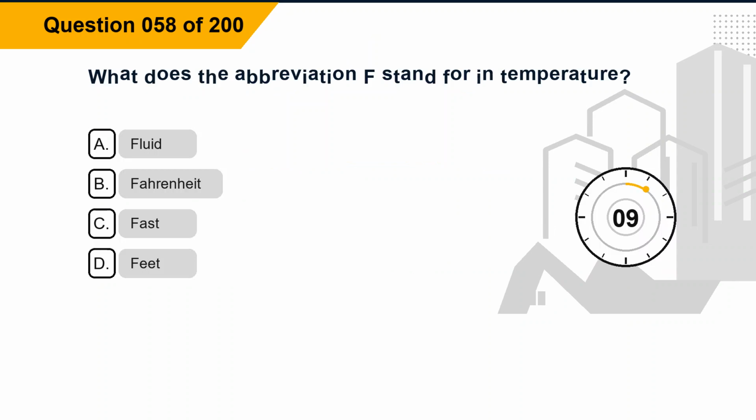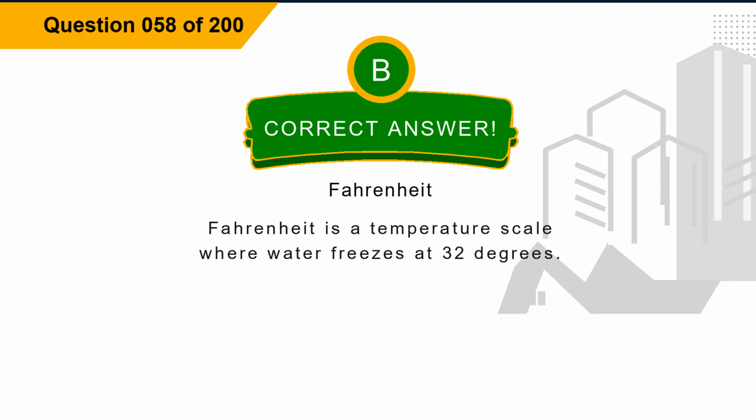Question 58. What does the abbreviation F stand for in temperature? Option A, fluid. Option B, Fahrenheit. Option C, fast. Option D, feet. The correct answer is option B, Fahrenheit. Explanation. Fahrenheit is a temperature scale where water freezes at 32 degrees.